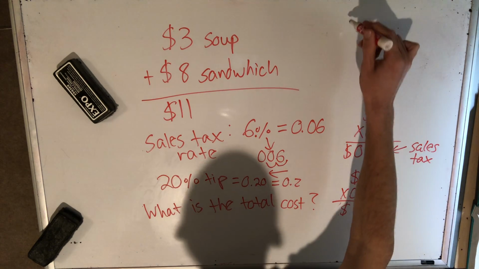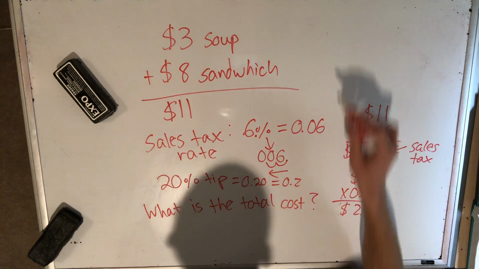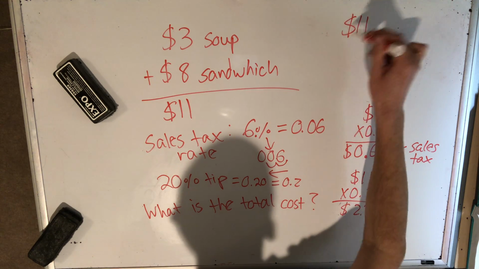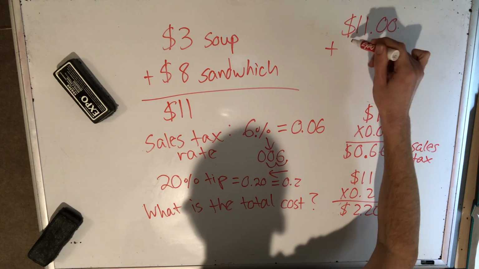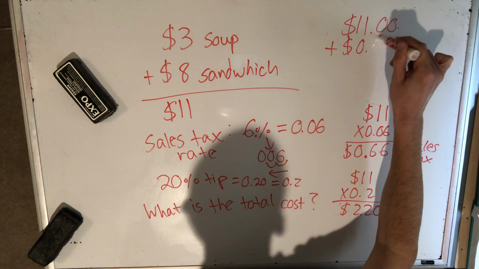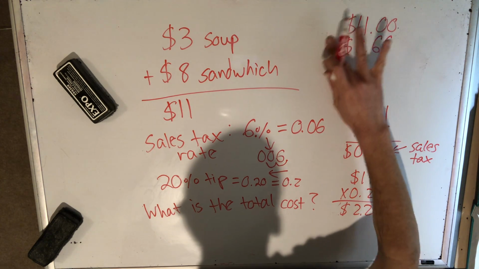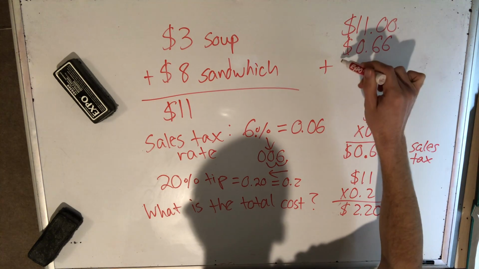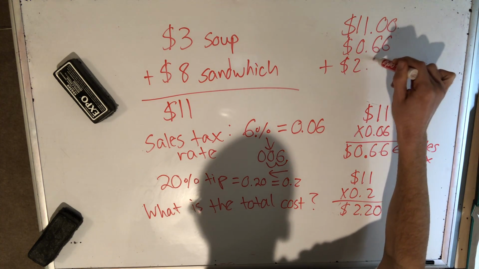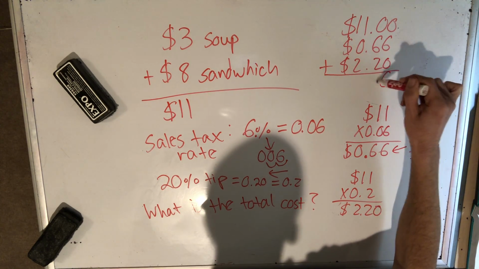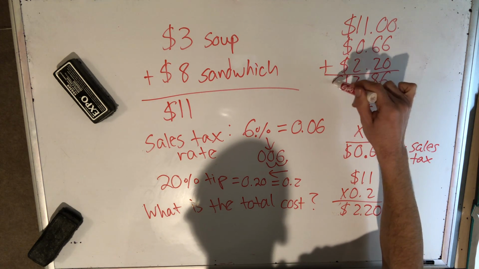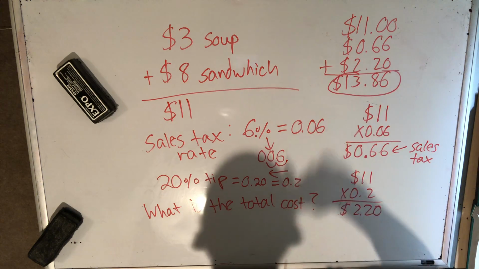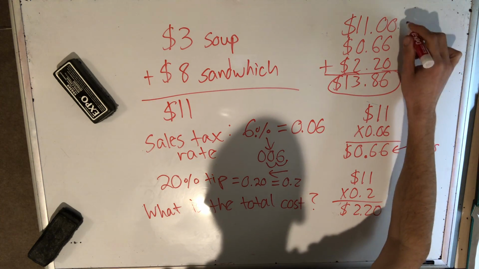So we have $11 for the soup and sandwich, plus the sales tax of $0.66, plus the $2.20 tip. That's $13.86 for the total cost of the meal.